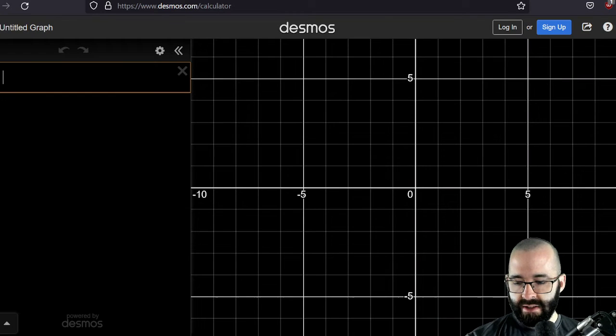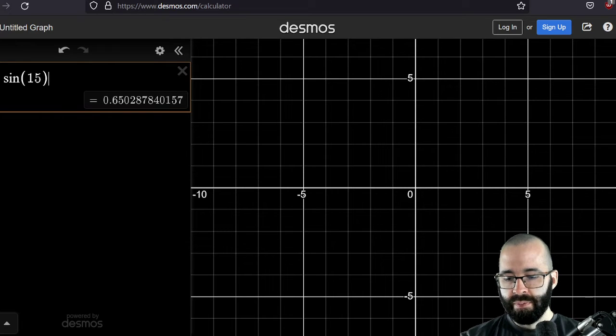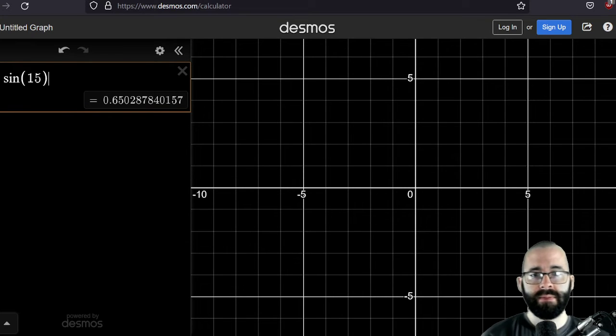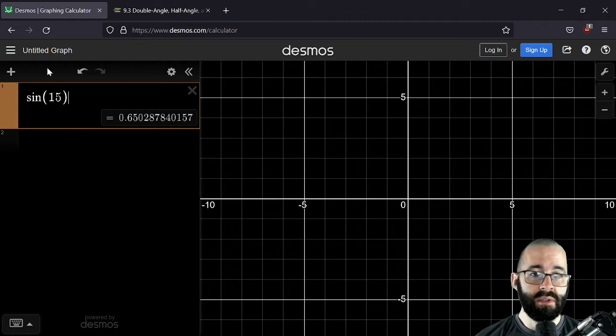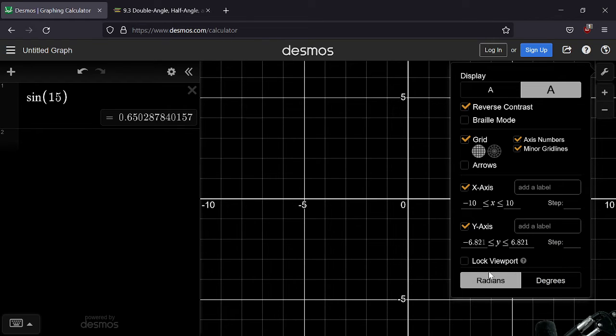Sine of 15 degrees. Why is this wrong? By the way, this is wrong. Sine of 15 degrees is not 0.65. Remember, if you're using Desmos or your own handheld calculator, make sure, and on Desmos you can do this with the wrench icon, make sure that you're in the right mode, degrees or radians.